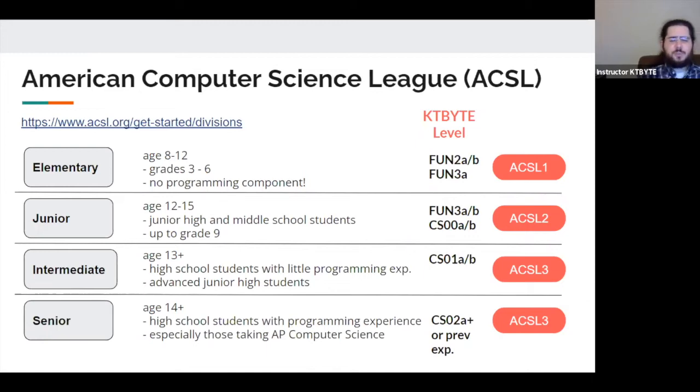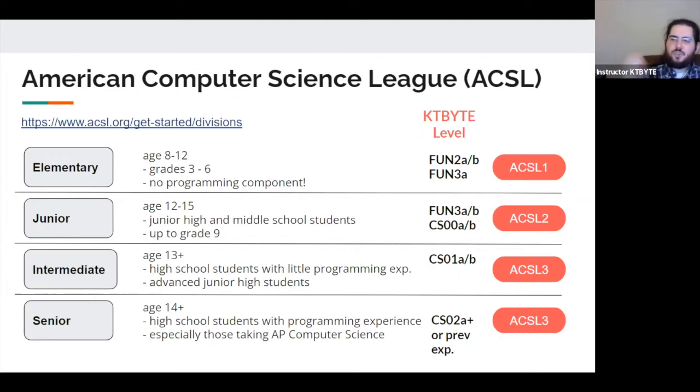Junior division only goes up through grade 9. So basically, once you're further into high school, you would be intermediate or senior, depending on your experience level. And I would say most of our students tend to be doing computer science from a fairly young age. So many of our students are doing senior division by 10th grade and almost certainly by 11th grade. But it depends on where you are.